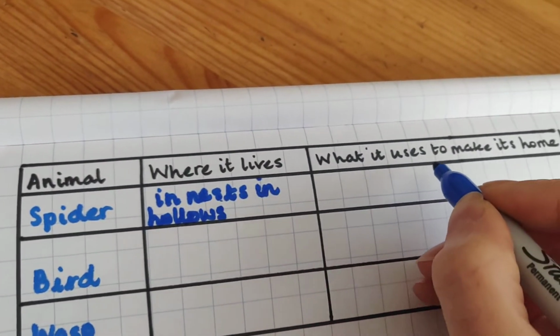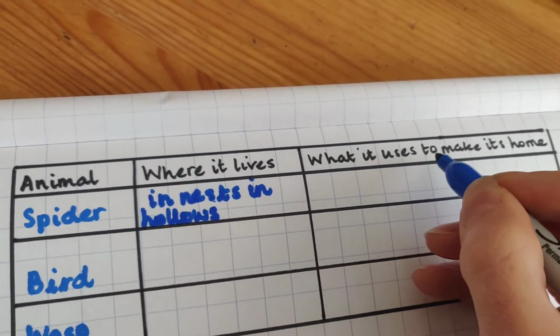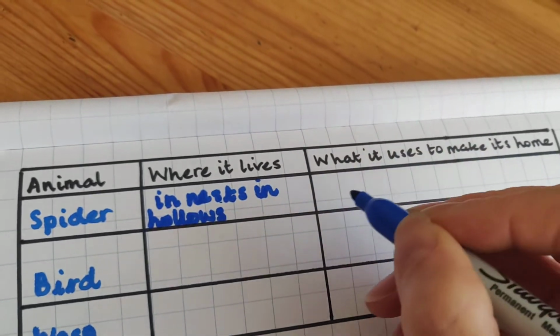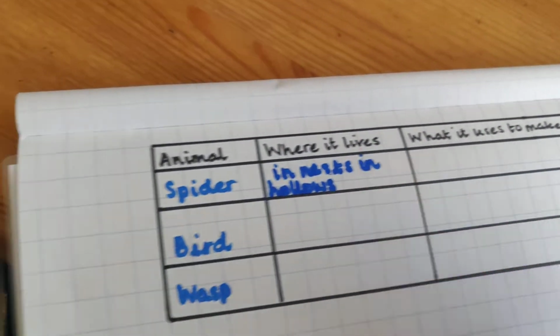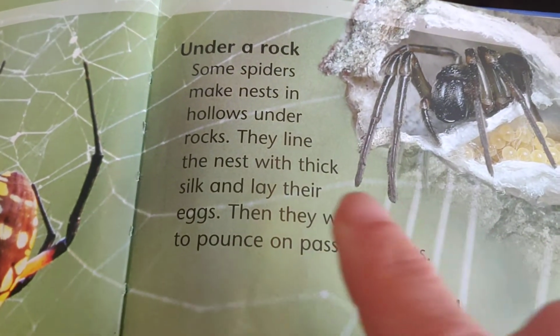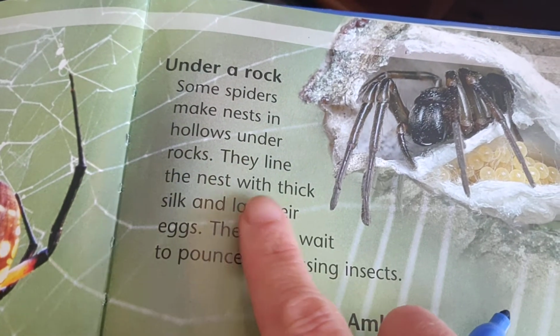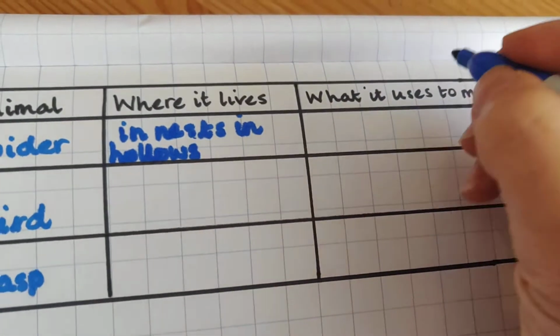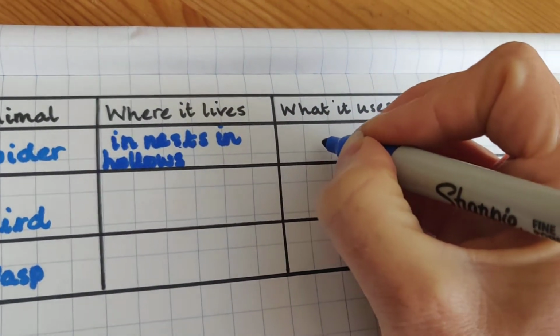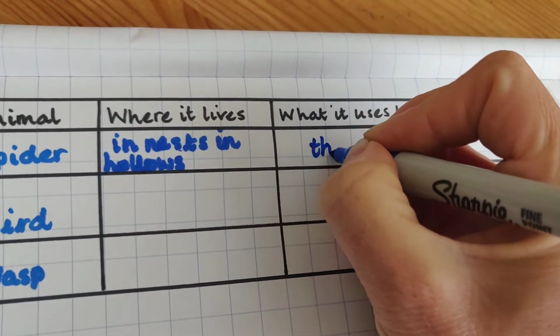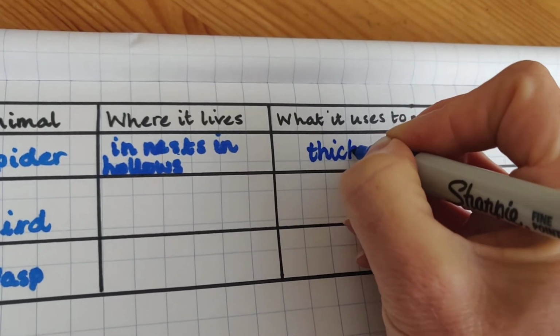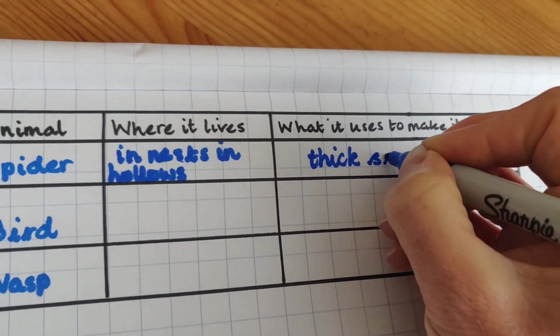And then the next column says what it uses to make its home. So I need a bit more information to put in there. So I'm going to go back to the text. They line the nest with thick silk. So that tells me the answer to here. So it uses thick silk.